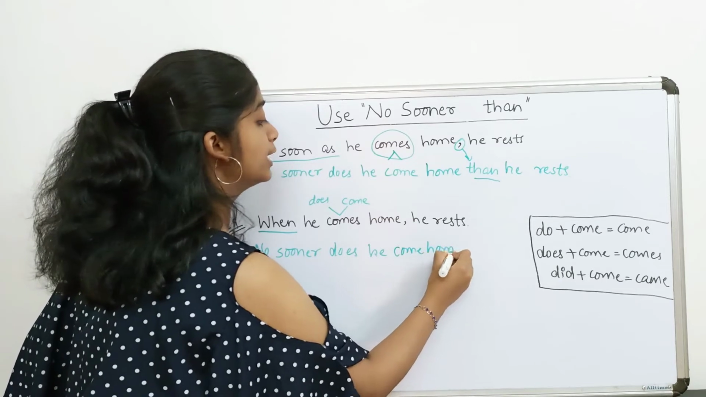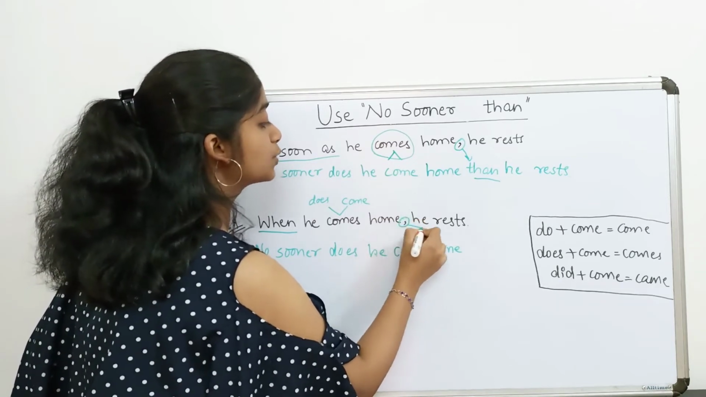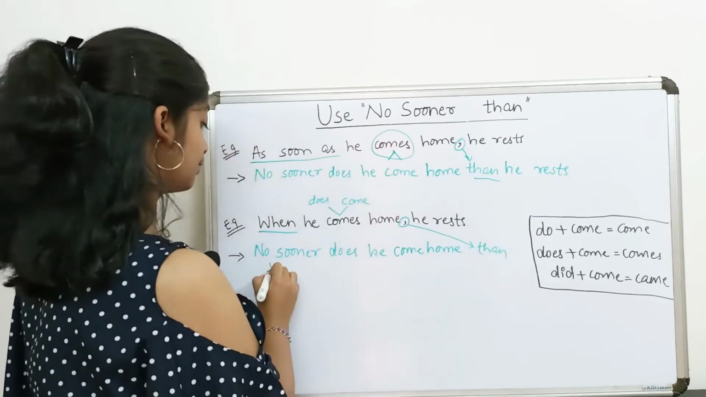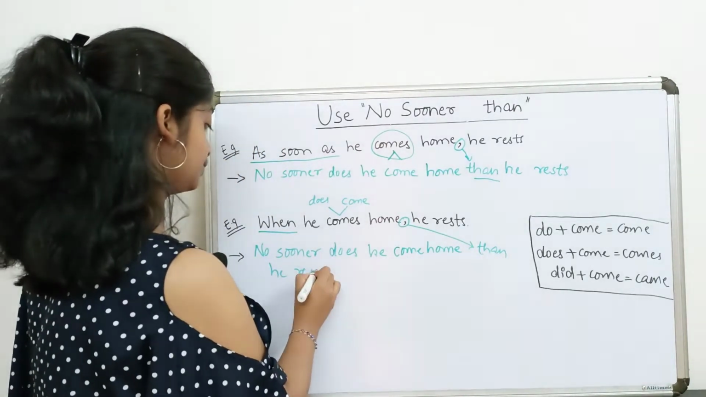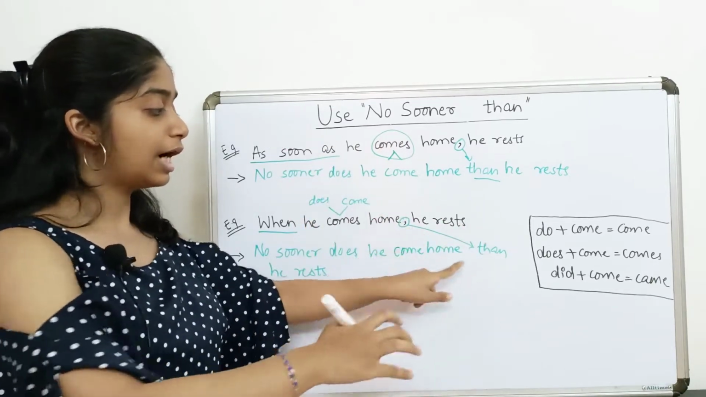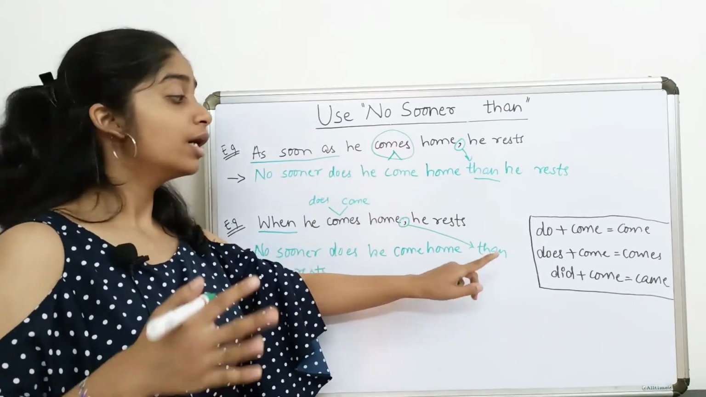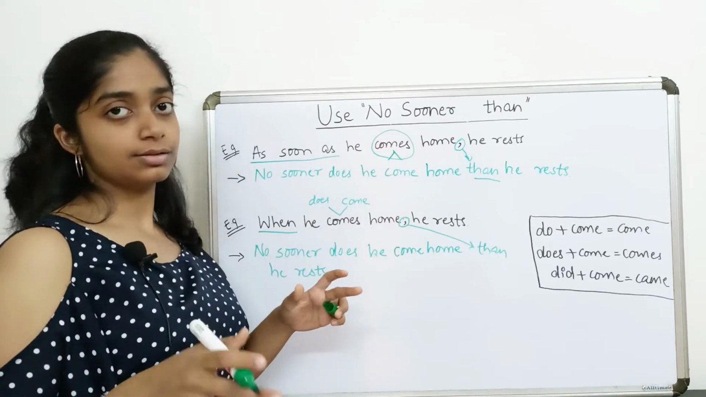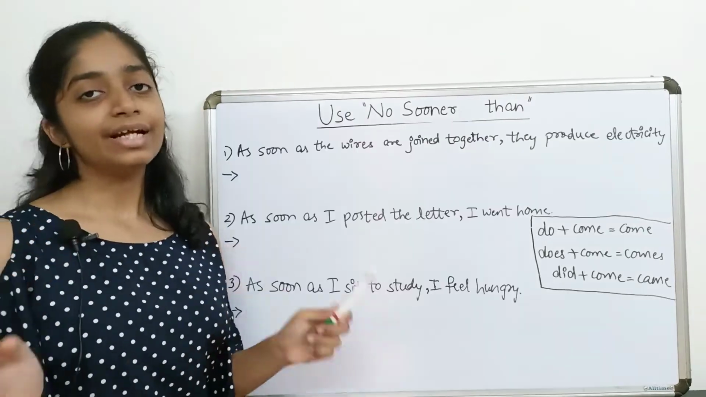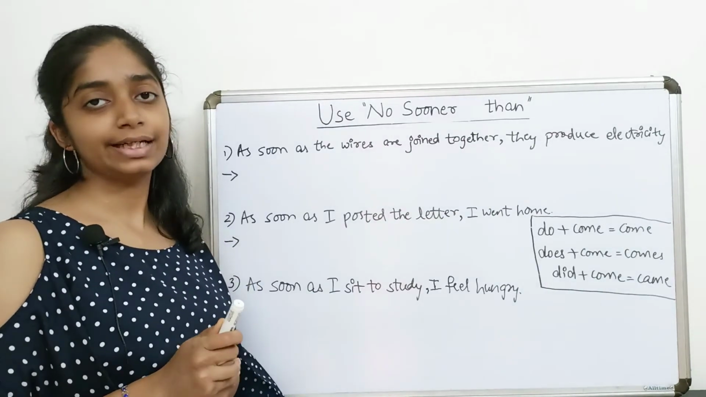Home. Instead of the comma, we are using than. He rests. The later half of the sentence, after the comma and after than in the solution, we have to keep it as it is. In most of the cases, it will remain as it is. Let us now have a look at the practice sentences.